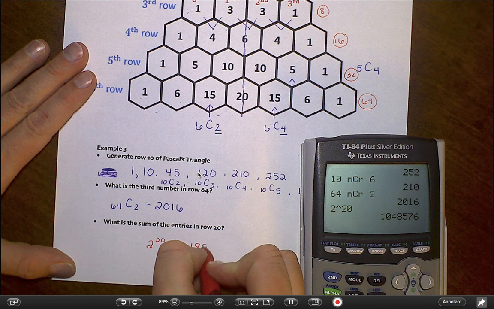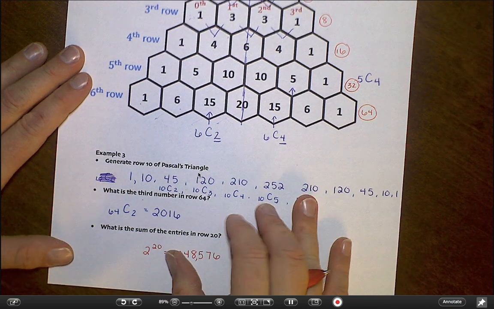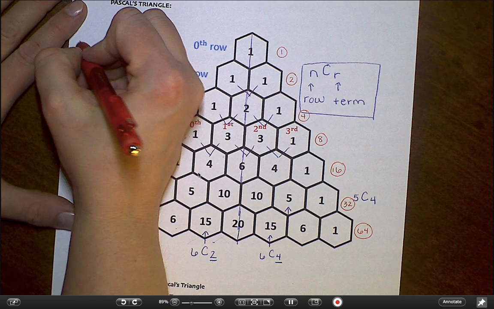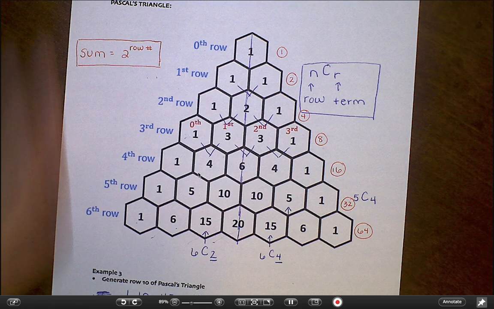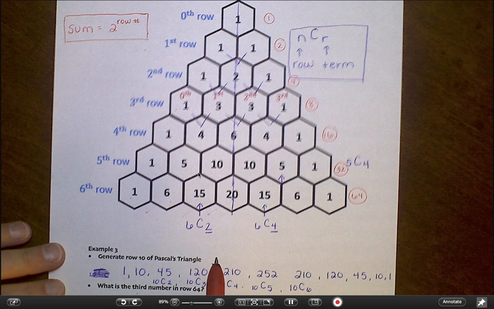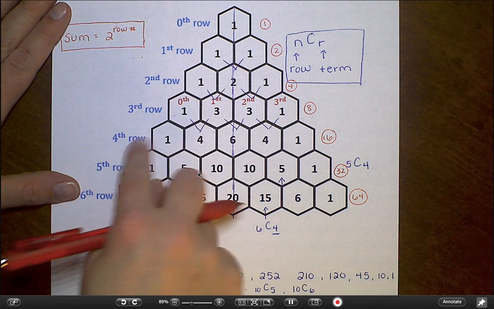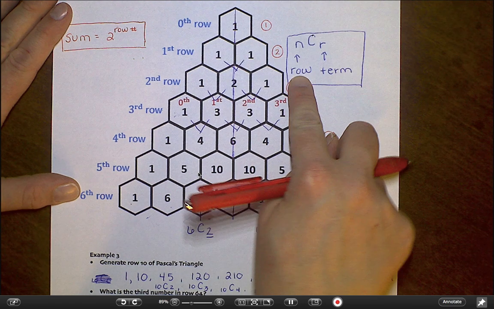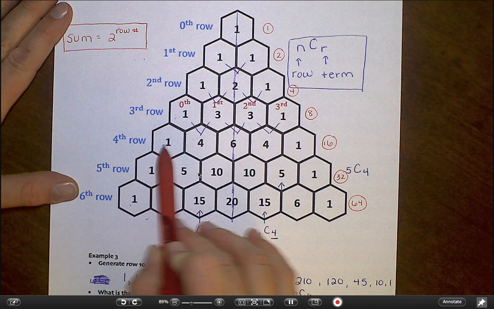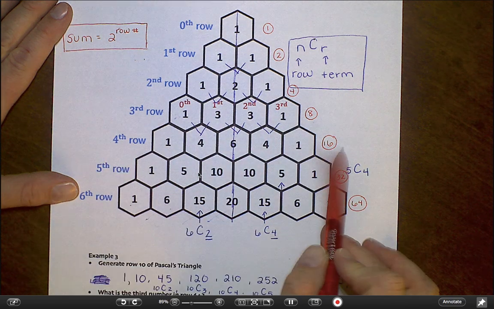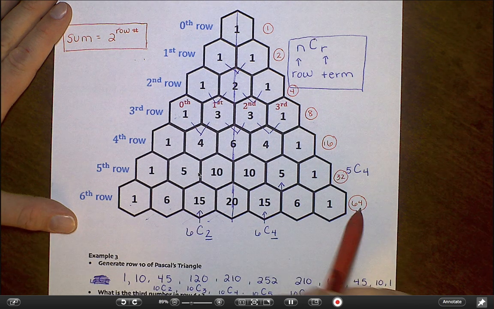1,048,576. And that definitely beats generating row 20 and then adding up the numbers. So again, just to clarify, this is an important thing to know: if I want the sum of the terms in any one row, I'm just doing 2 to the power of the row number. I guess I could have written this as 2 to the power of n, because we're using n to represent the row number over here. So if I want row 4, the sum of the terms in row 4 is 2 to the 4th power, which is 16. In the 6th row, it's 2 to the power of 6, which is 64.